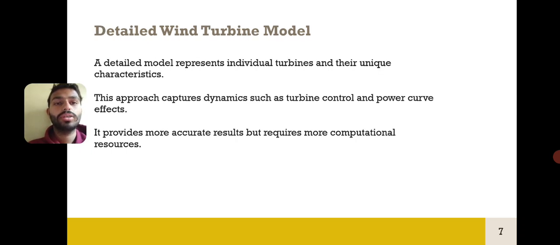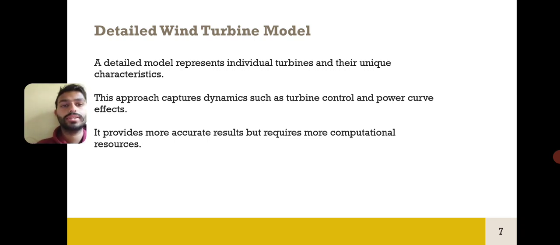Detailed wind turbine model. A detailed model represents individual turbines and their unique characteristics. There are different detailed models constructed in the turbine model, with different specifications that perform special functions. This approach captures dynamics such as turbine control and power curve effects.